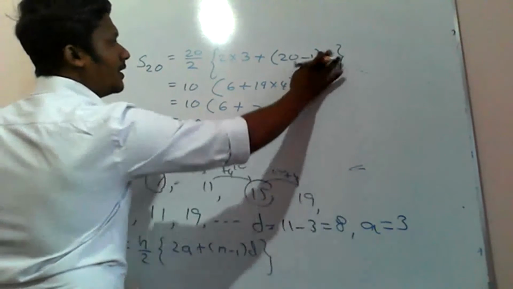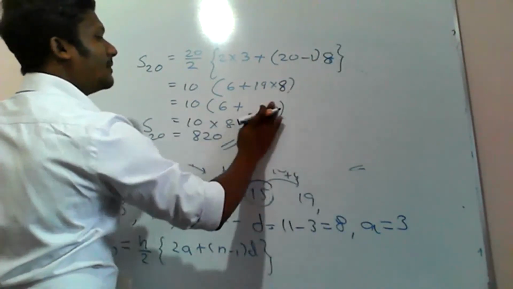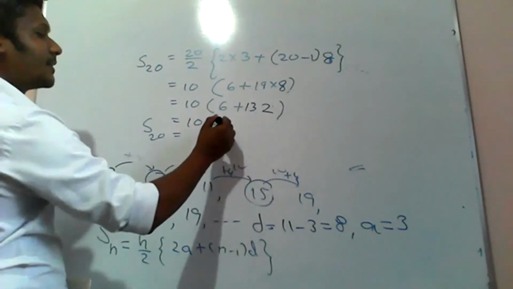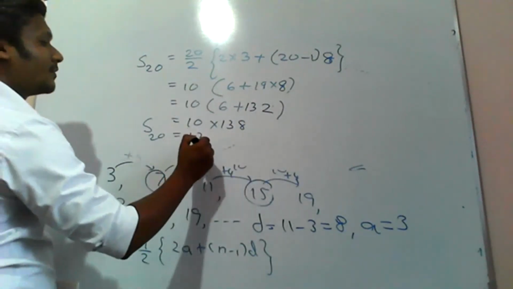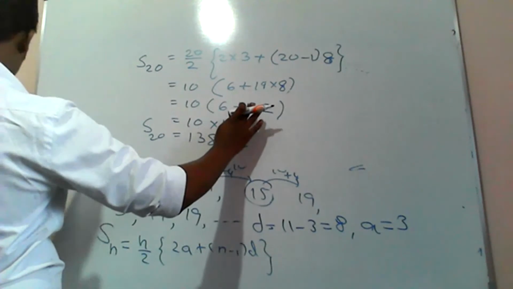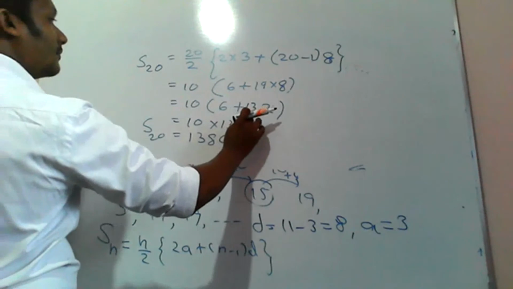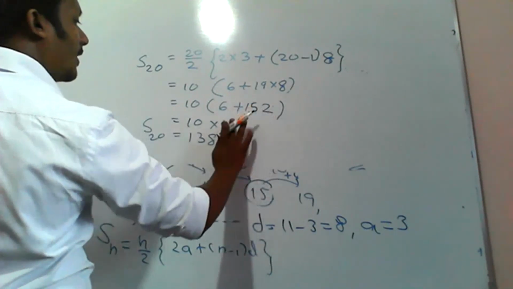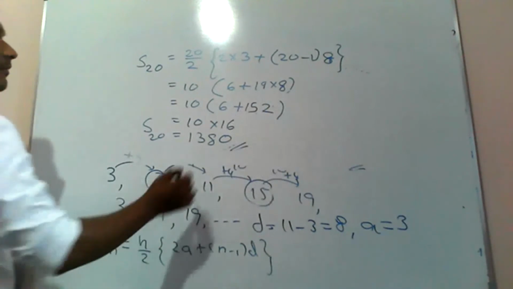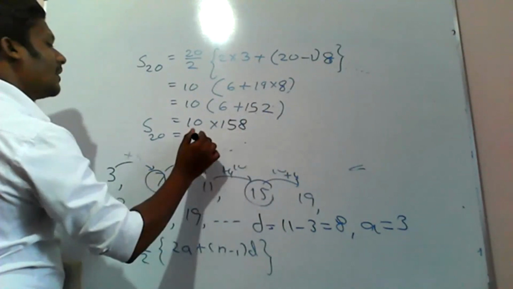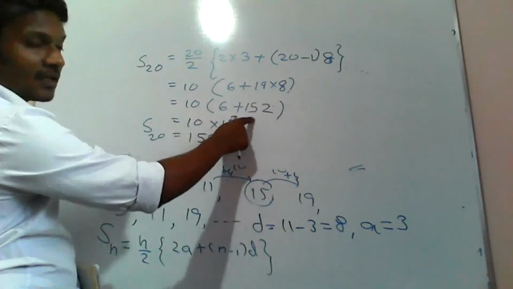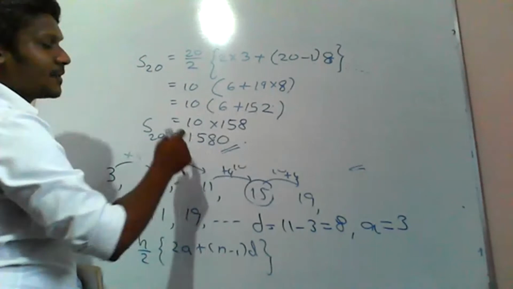Sorry, the common difference is 8, no? The common difference is 8. Then we now multiply 19 times 8, which is 152. 152 plus 6 is 158. 158 times 10 is 1580. This is the sum of the first 20 terms.